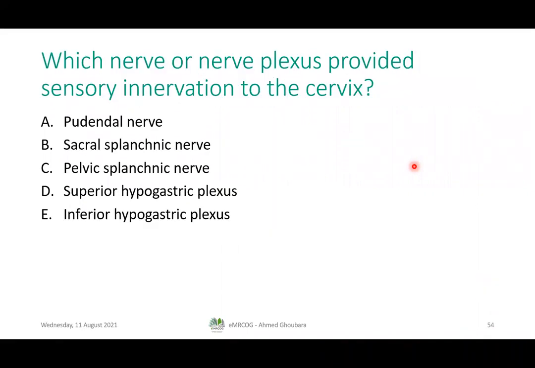Perfect. Which nerve or nerve plexus provides sensory innervation to the cervix? We know that the cervix is sensitive, there's sensation to the cervix. So which nerve would transmit sensation from the cervix all the way to the spinal cord? Pelvic splanchnic nerve, perfect. S2, 3, and 4. Pelvic splanchnic nerve, not the deep or superior gluteal nerve, no. Okay.